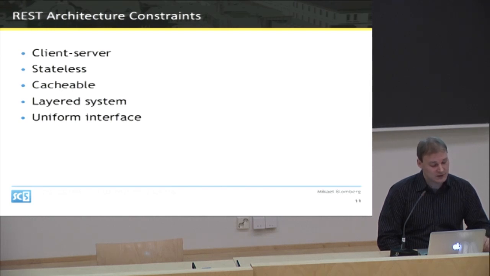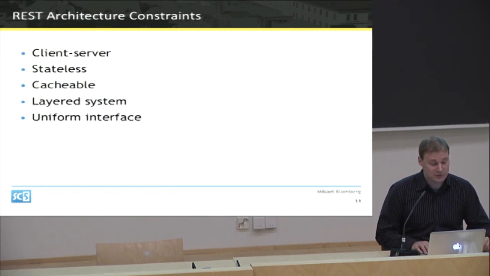REST APIs. It's separated client-server. It's stateless. You can cache it. It means it scales. No, sorry, caching means it doesn't have the state, and it doesn't really matter where data comes from. And then a layered system means it scales, and then you have a uniform API. It's all structured the same way so that you can access it easily.